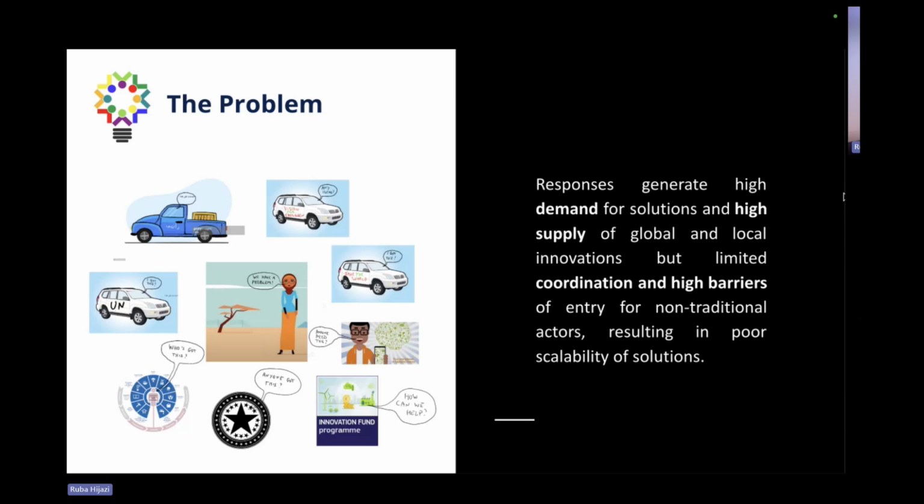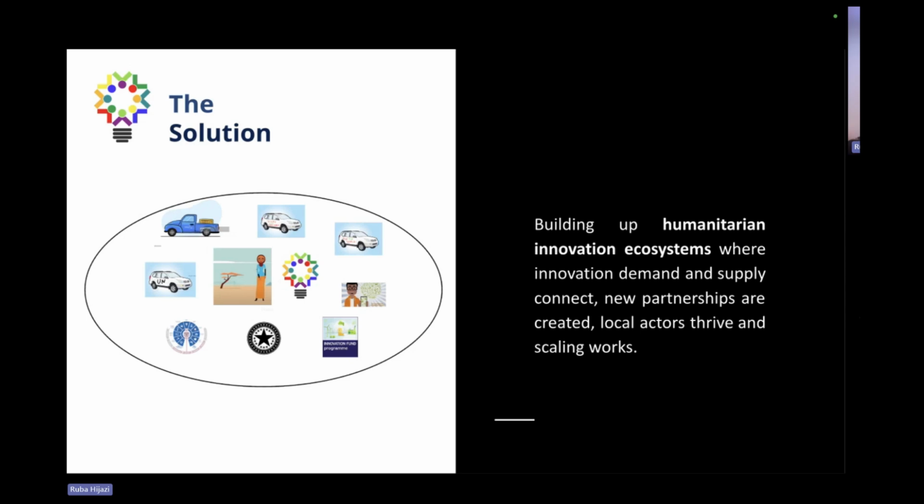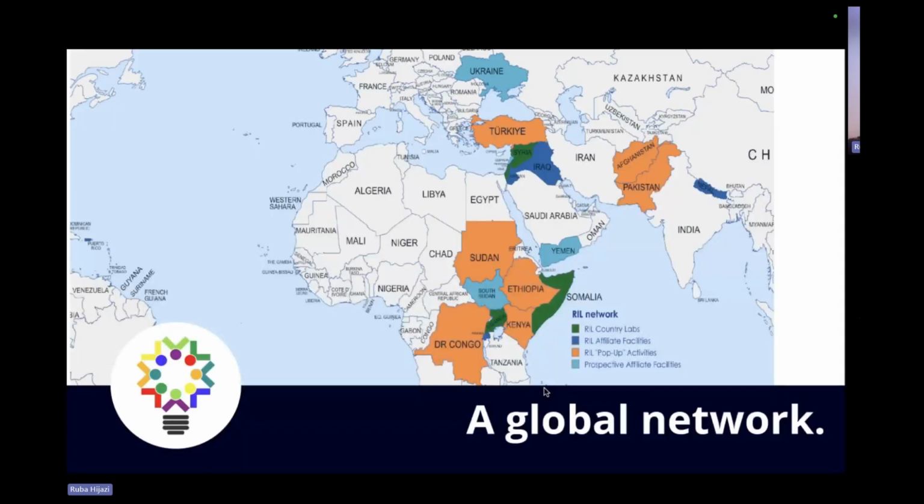There are also high barriers to entry in the humanitarian sector for non-traditional actors and innovators, which results in poor scalability of solutions, and sometimes no partnerships or collaboration at all. So the Response Innovation Lab found it important to build a humanitarian innovation ecosystem where innovation demand and supply can connect, new partnerships can be created, and local actors can scale their work and innovations. We work in different locations around the world.